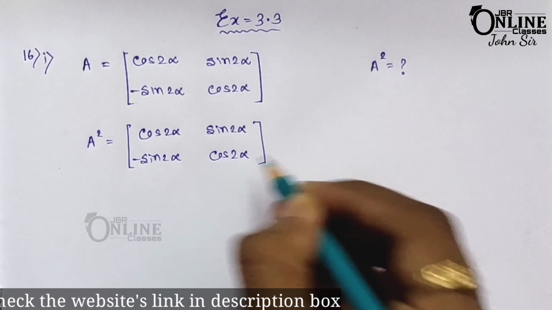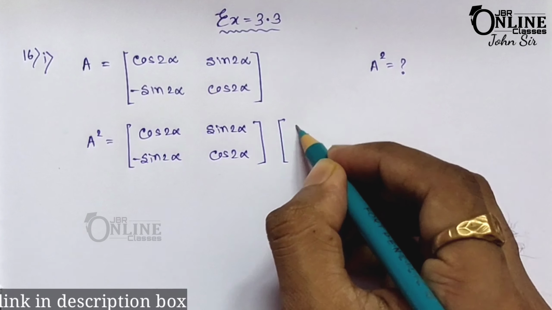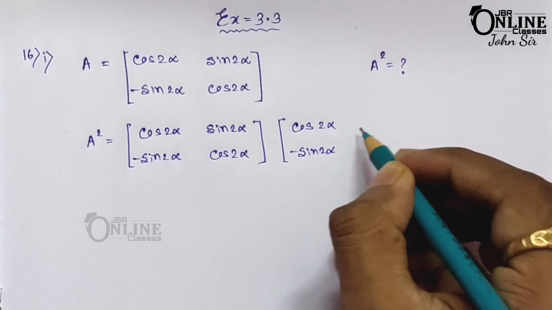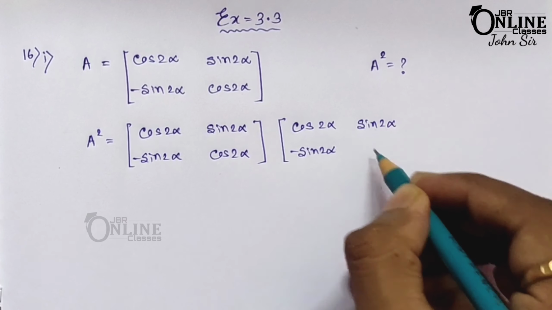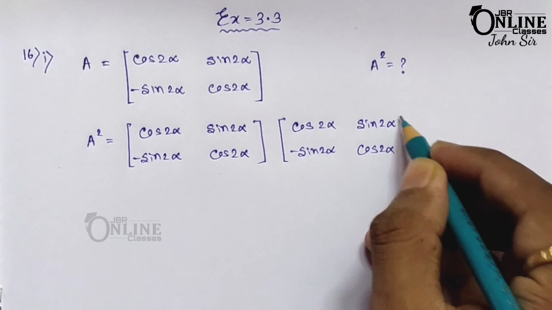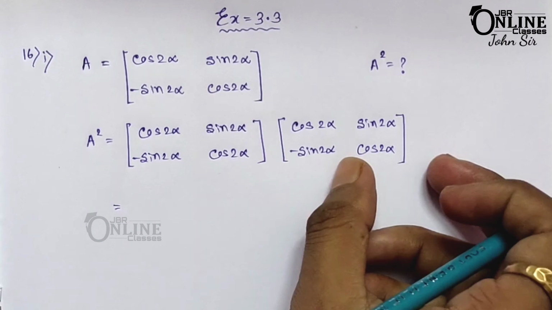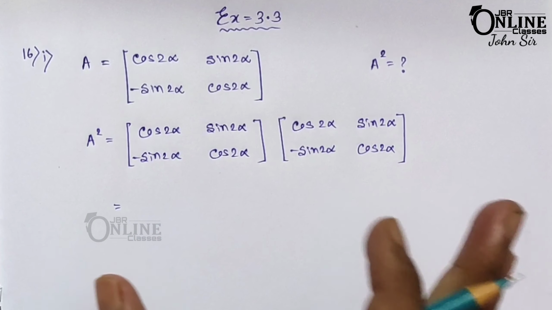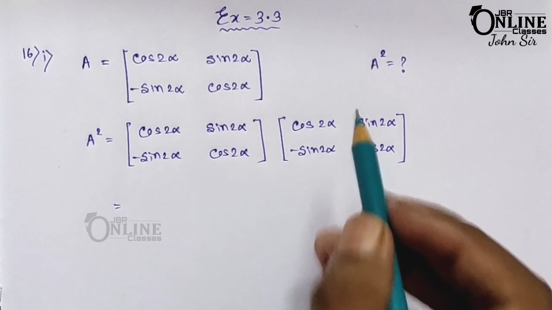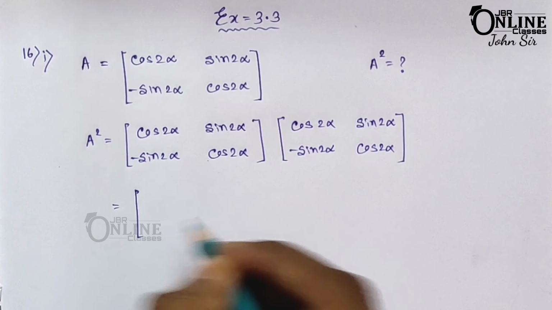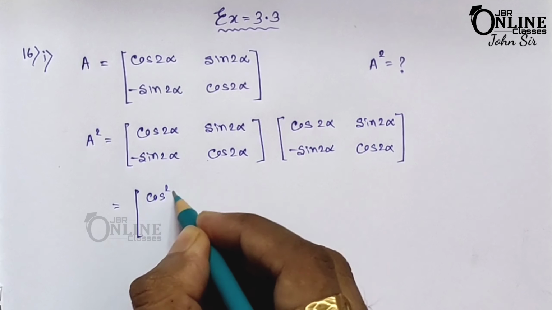So that is A, and then again write down the same matrix A into A. So minus sin 2 alpha, here sin 2 alpha, and then here cos 2 alpha. Now as the first one is a 2 by 2 matrix, the second one is 2 by 2, so the result will also be a 2 by 2 matrix. So first multiply cos 2 alpha into cos 2 alpha. That will be cos square 2 alpha.